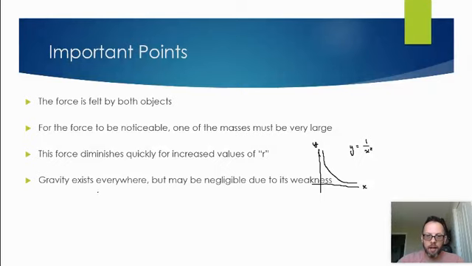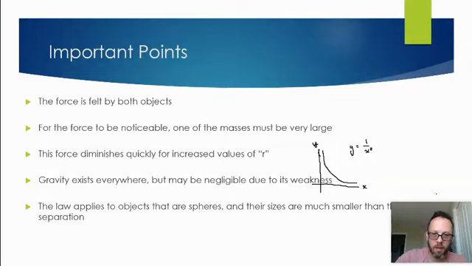And finally, gravity exists everywhere, but may be negligible due to its weakness. We were doing our 2D dynamics problems last unit, and we didn't need to factor in the force of gravity from the sun and the moon and that star several million light years across the galaxy. We just neglect those. It's not that they don't exist. It's just so weak.